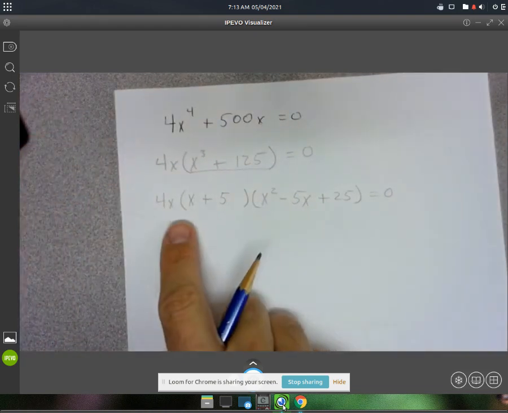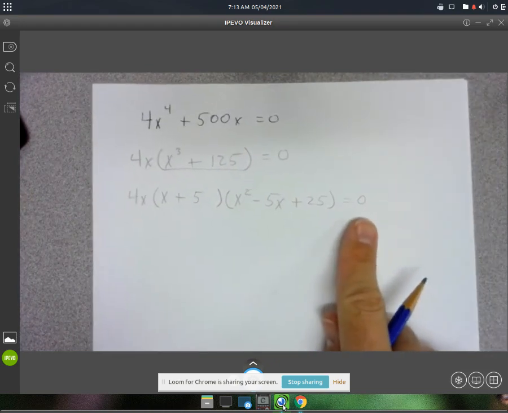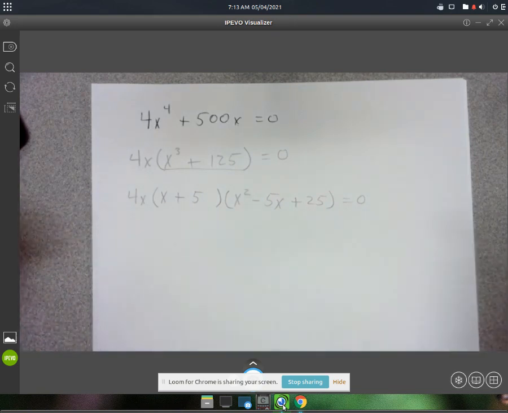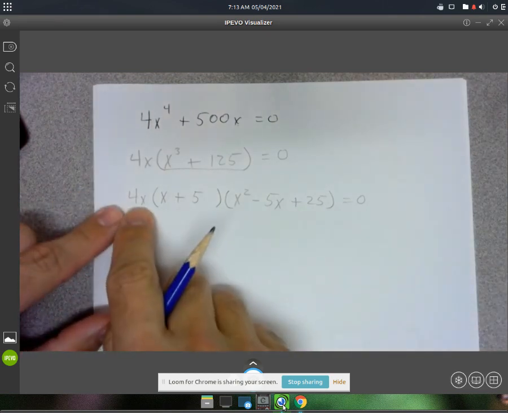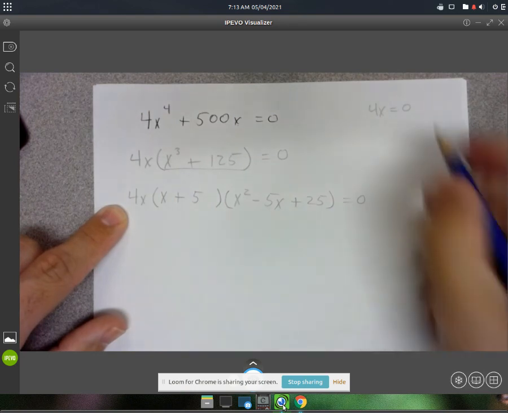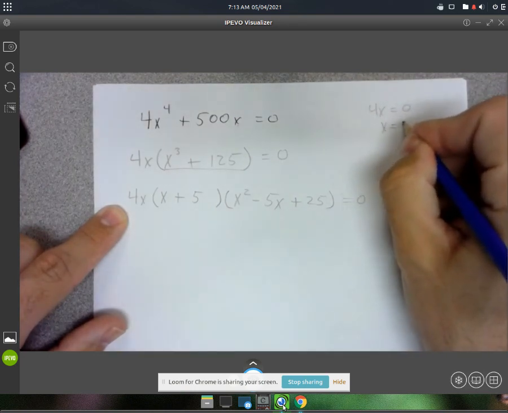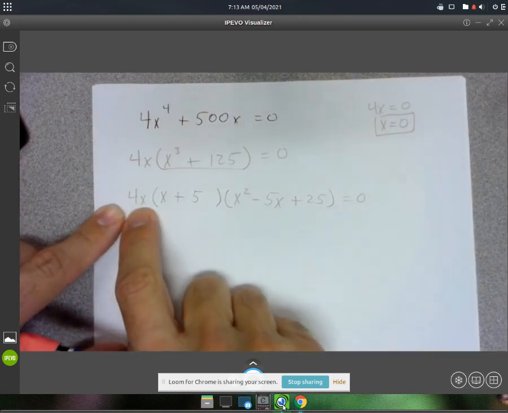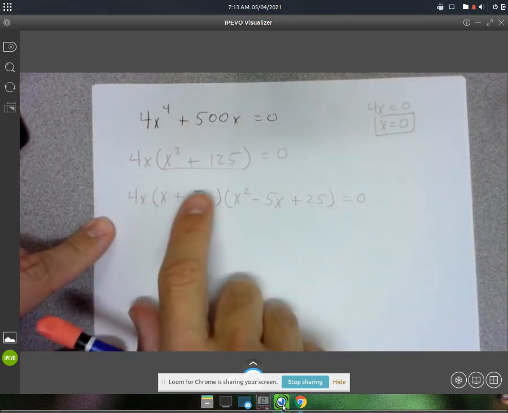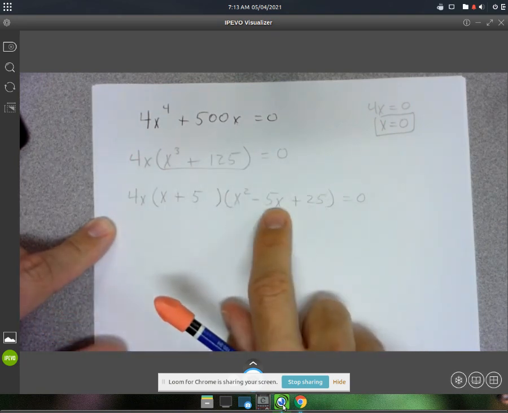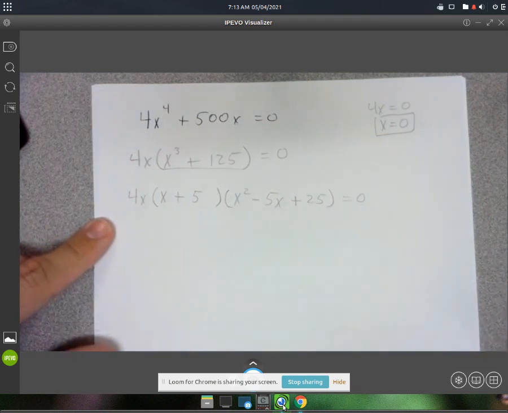Now because all of this is equal to 0, we can use the zero product property to find the actual solutions for x. One of the solutions we find by taking 4x and setting that factor equal to 0. Divide by 4, and you get x equals 0. That's one of our answers. So if x equals 0, you get a 0 here, times this factor, and then times this whole thing, which makes the whole equation equal 0.